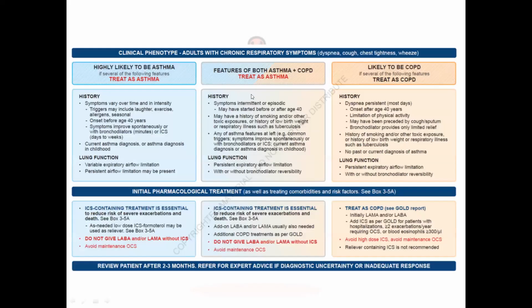So, if the patients have features of both asthma and COPD, that is, symptoms are intermittent or episodic, symptoms may have started before age of 40, patients may have a history of smoking or exposure to other noxious agents, and spirometry shows persistent airflow limitation, reversibility may not be there. In this situation, never give bronchodilators alone. Patient always needs an ICS containing treatment in case of features of both asthma and COPD. So an ICS containing treatment is essential in case of asthma COPD overlap.